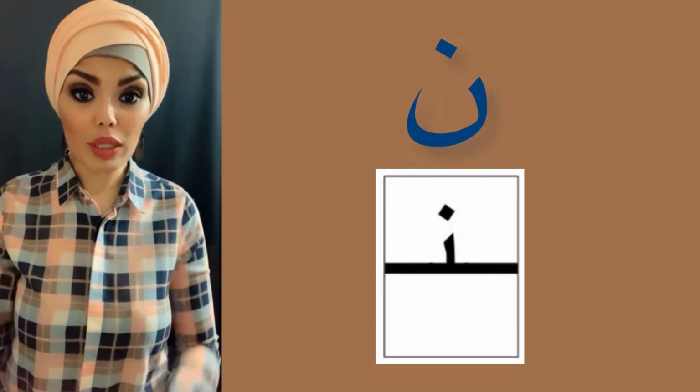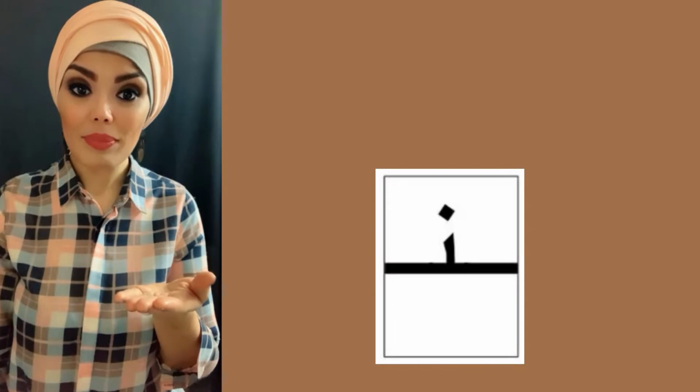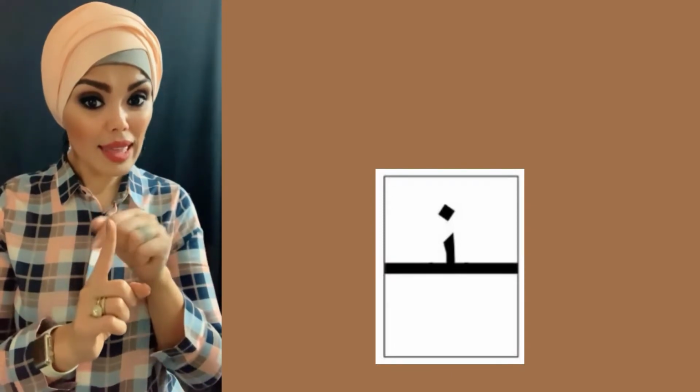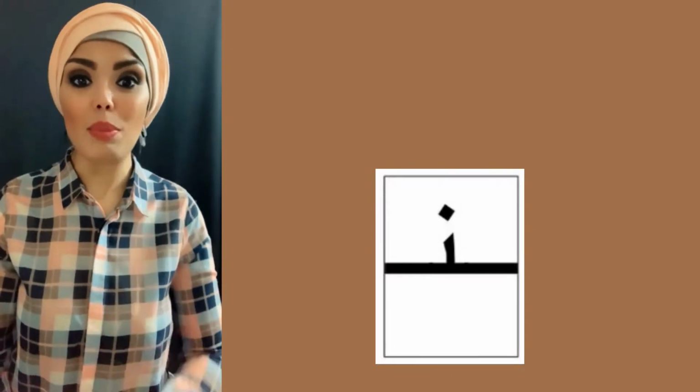Noon in the middle of the word, we start from the right tooth and the left hand and the dot up. Let's have a look at some of those words which has the noon at the beginning, middle, and the end. Noon, na.